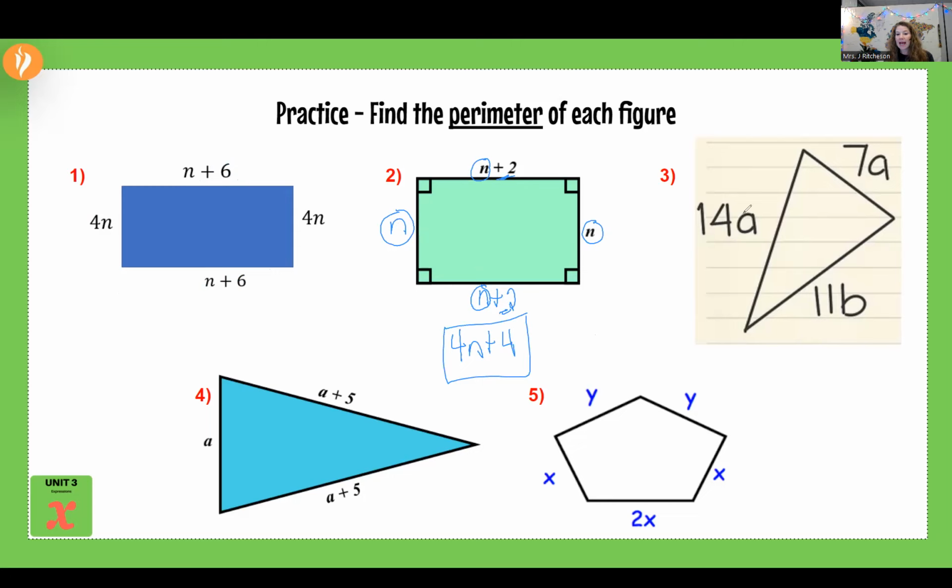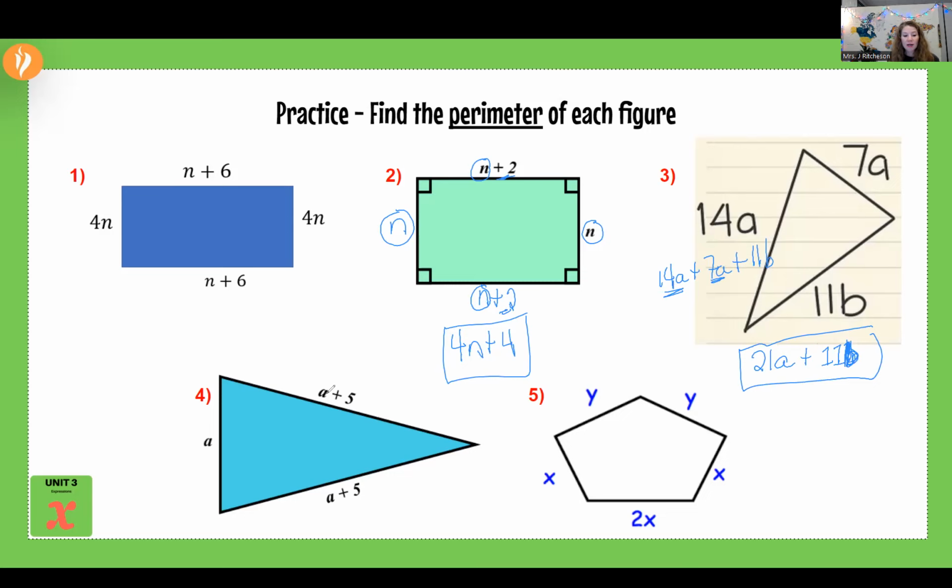Number 3, I'm going to add together my like terms. So 14a plus 7a plus 11b. My like terms are 14 and 7: 7, 8, 9, 10, 11. So that's 21a plus 11b. That's my answer. That should be a b. That's very messy. 21a plus 11b.